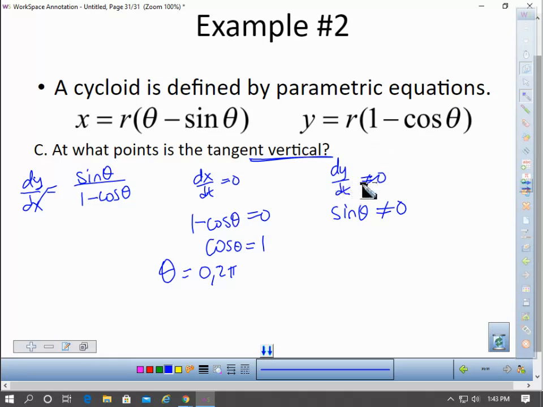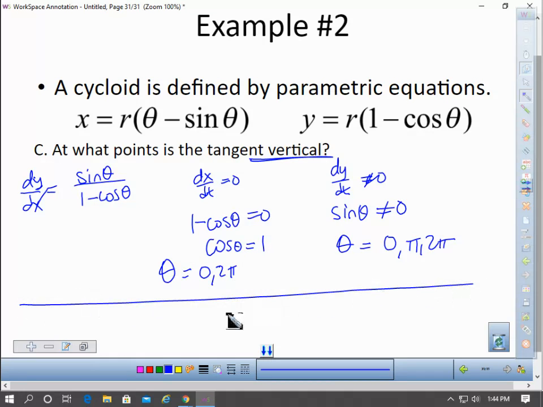Over here, I don't want the numerator to be 0 because that would be a horizontal tangent line. So sine cannot be 0. So what angle measure gives me sine 0? Well, that's 0, pi, and 2 pi. Now, theta is either 0 or 2 pi, but it can't be 0 or 2 pi over here. So this tells me basically I have the indeterminate form, so my test fails me.